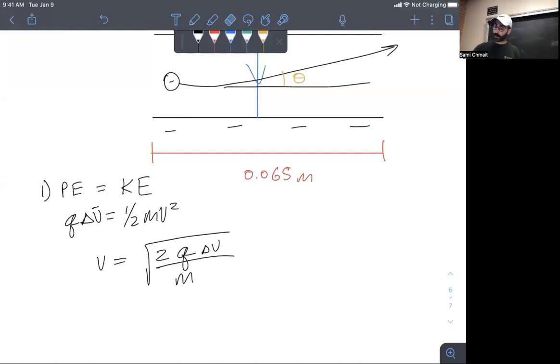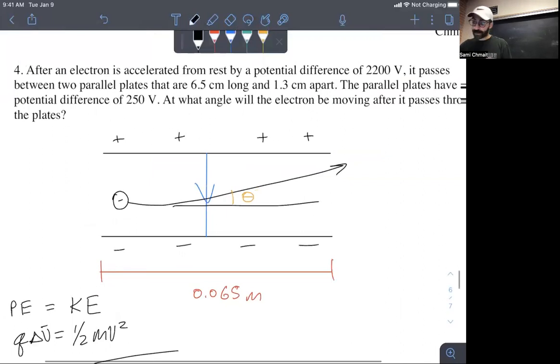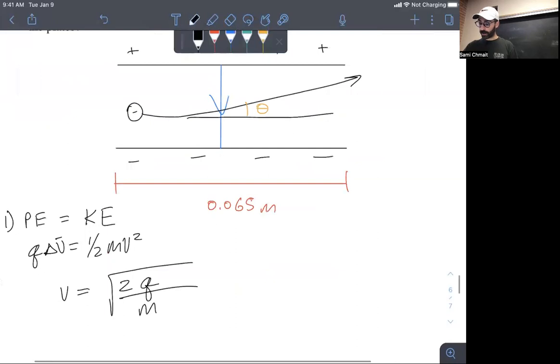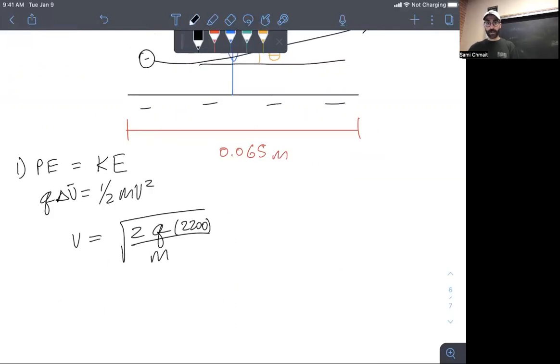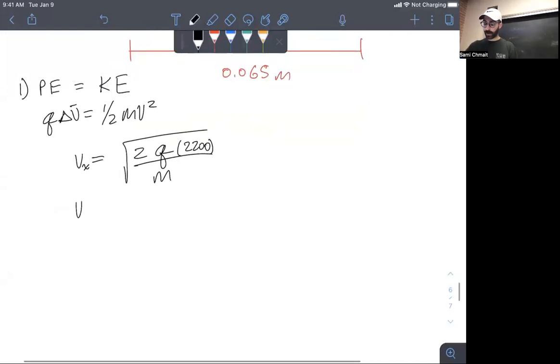And that delta V, I'm just going to erase here. It's the final minus the initial point. We know it starts at 0 and then it's accelerated, or what did they say? It's accelerated from rest by a potential difference of 2,200. So the initial is going to be 0, the final is 2,200. So might as well just put it in right there. Now we have an expression for velocity. I'm going to call this velocity in the x direction. You can plug everything in here, and that'll come out to be equal to 2.78 times 10 to the 7 meters per second.